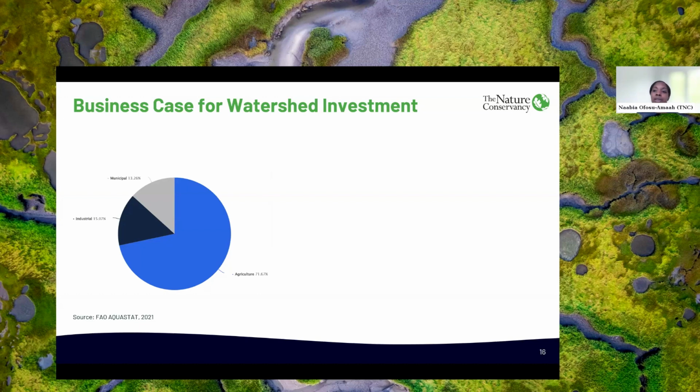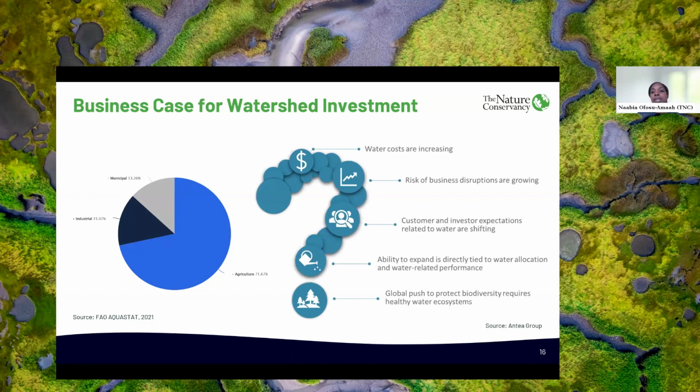So we see companies very interested in addressing that water risk and interested in partnering on watershed investment programs because of that. You can see some of the risks that are leading companies to make these investments. They're seeing water costs increase. They're seeing risk of business disruption. Customer and investor expectations towards water are shifting. There's more of an expectation that companies will steward their water well. There is limited ability to expand. So if there is an allocation for water or water-related performance that allows companies to grow and expand.